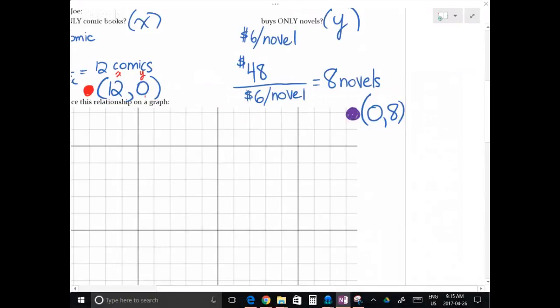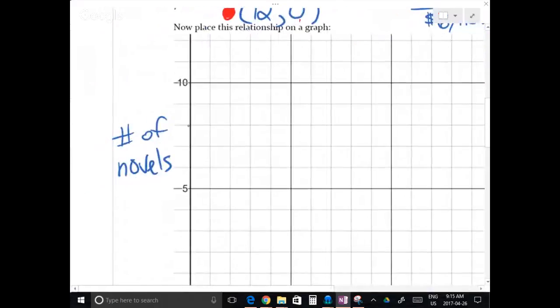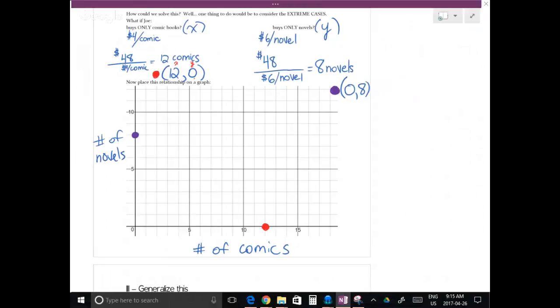Okay, there we go. And where's that going to go? Perfect, which is 0, 8 would be right here. 0 comics, 8 novels. Those are the 2 most extreme cases. But interestingly, now I have 2 points. What can I always do when I have 2 points? Yeah, very good, both of you. You can always make a line.